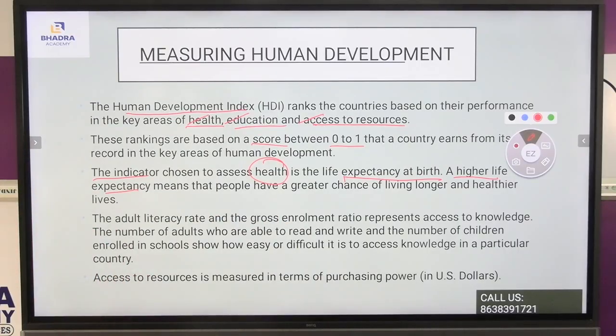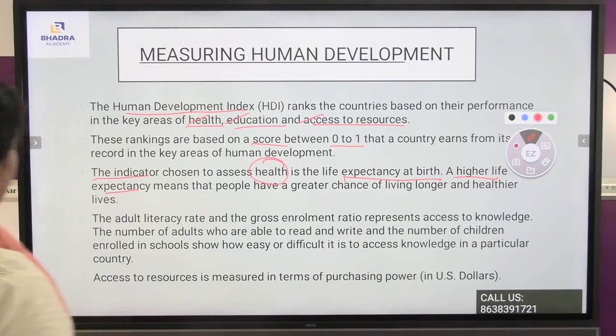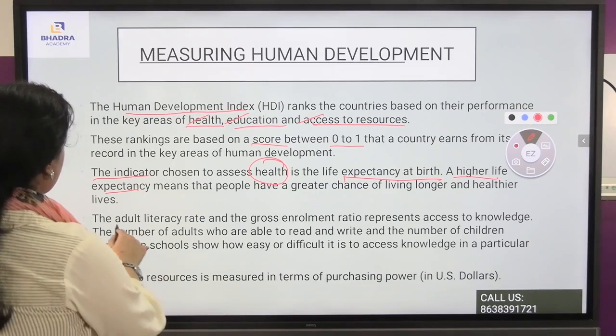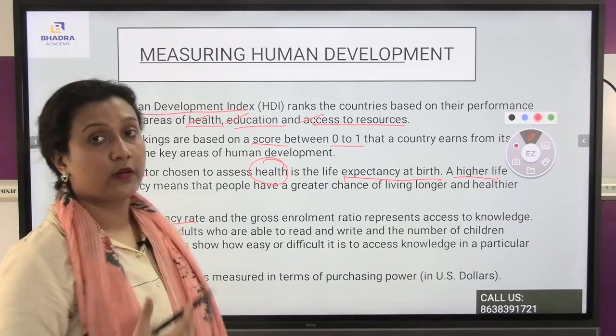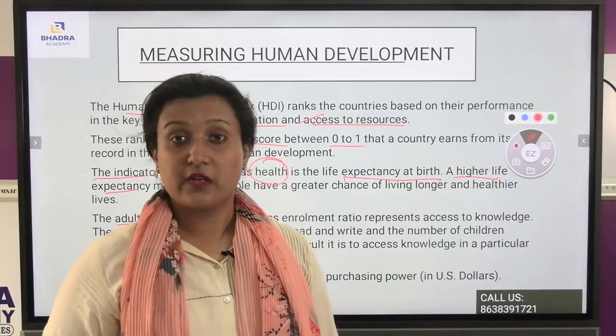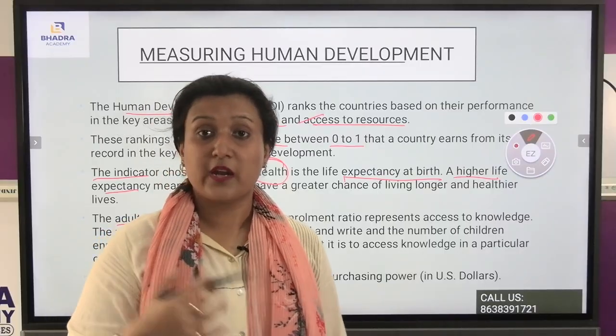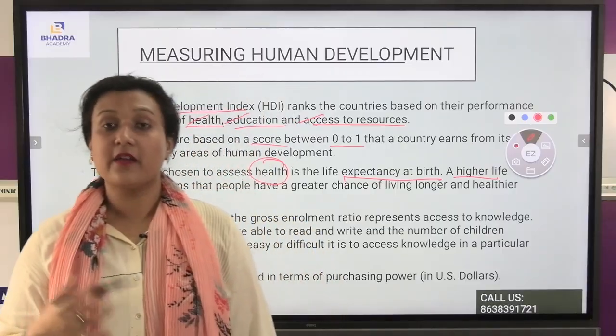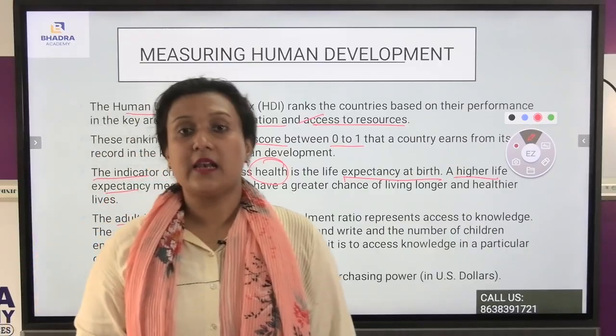The adult literacy rate and the gross enrollment ratio represent access to knowledge. The number of adults who are able to read and write and the number of children enrolled in school show how easy or difficult it is to access knowledge in a particular country. Here we will be terming these as the adult literacy rate and gross enrollment rate. First we understood health, and under health comes high life expectancy.